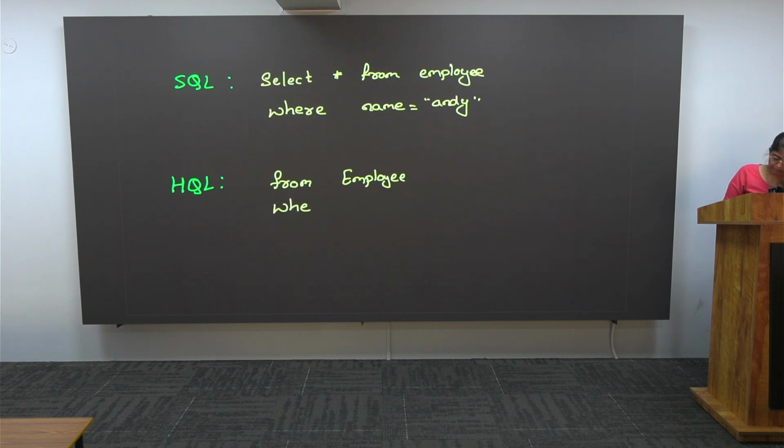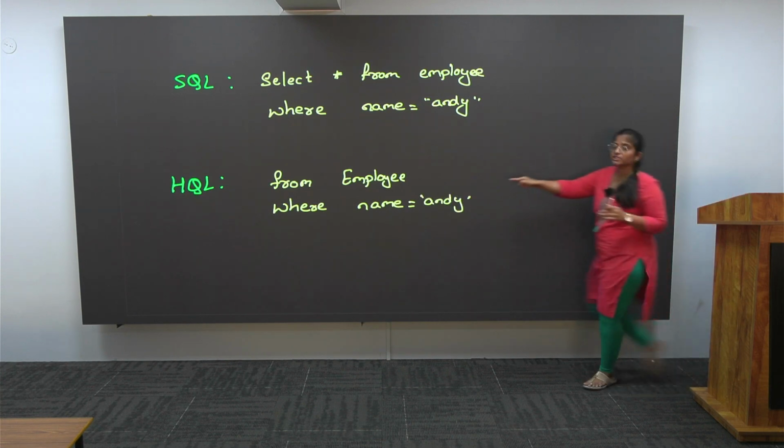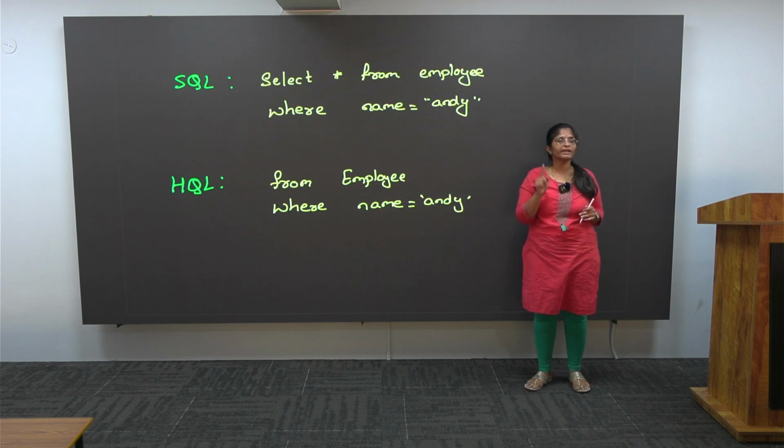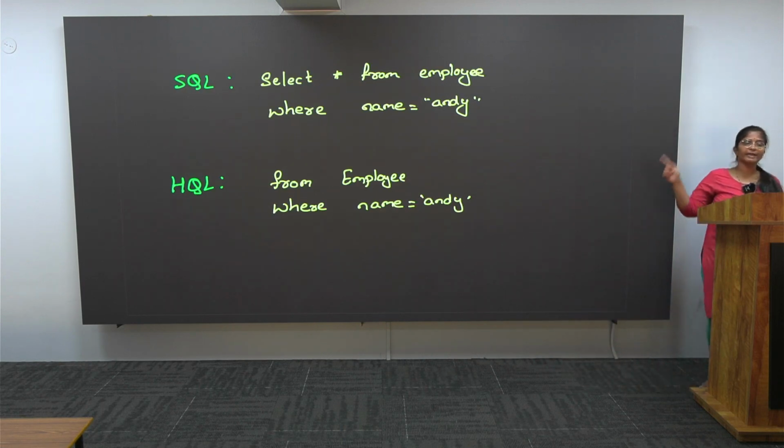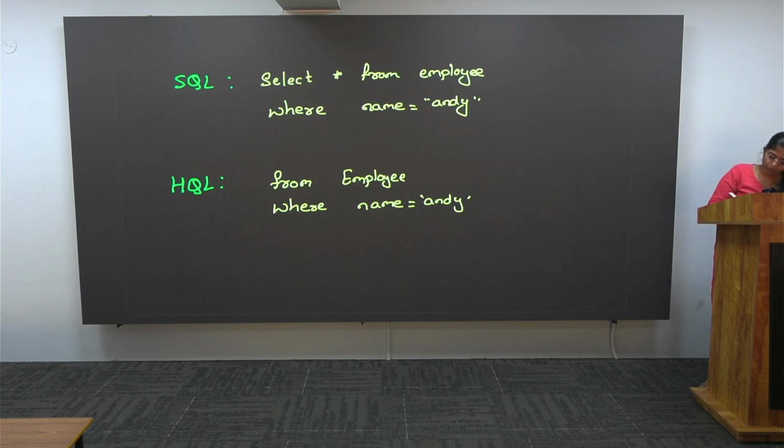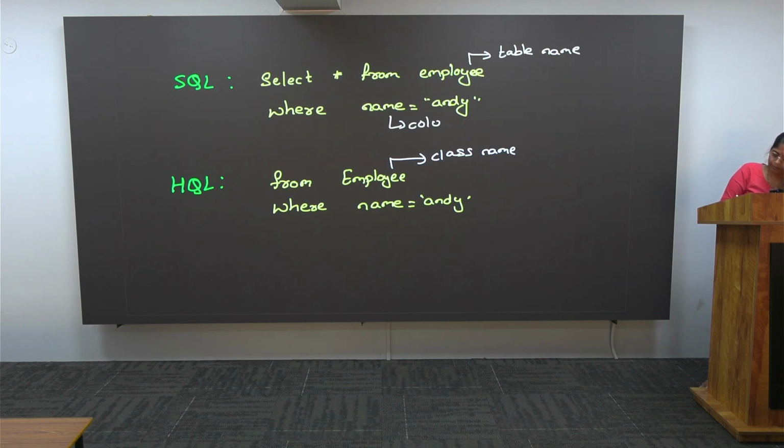Then where name equal to, I'll mention it as Andy. This name is referring to the instance variable that is available inside your class. So how you have mentioned the instance variable name, the same way you need to mention it. So this is your class name, this is your table name, this is your column name, but over here this is your instance variable name.